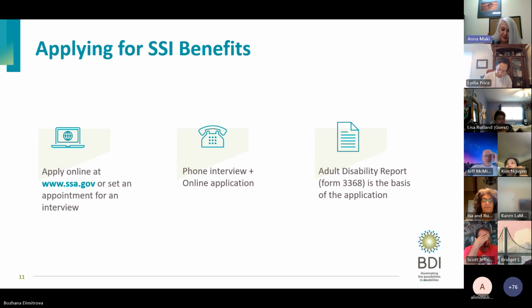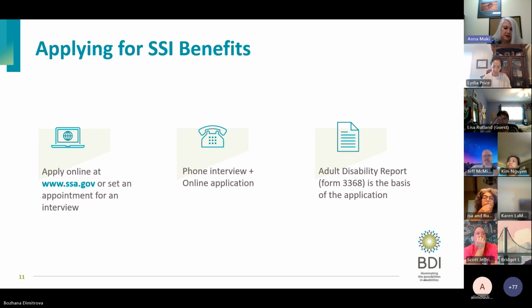Then that's part one. Part two is they really want you to complete the online application. And the online application is based on the Adult Disability Report. That's SSA Form 3368. And it's basically what are the medical conditions. Section 8 is the medical information where you list all the doctors and the first visit, the next scheduled visit, all of that good information is in that Adult Disability Report.